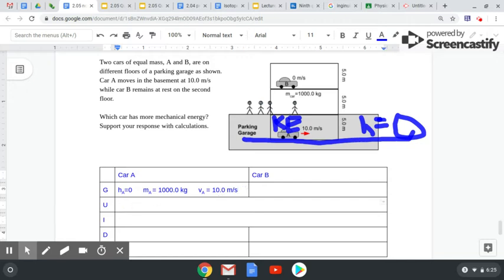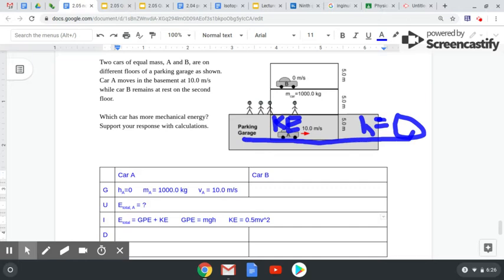Also for car A, we want to know E total, so I'm going to write E total A equals question mark, and we'll add that for car B. And then here we're just going to write in our formulas. E total equals GPE plus KE. GPE equals mgh. KE equals 0.5 times m v squared. So that's 1/2 mv squared.